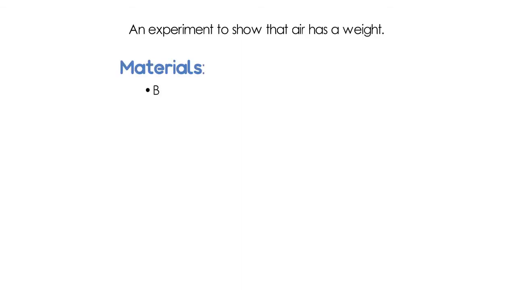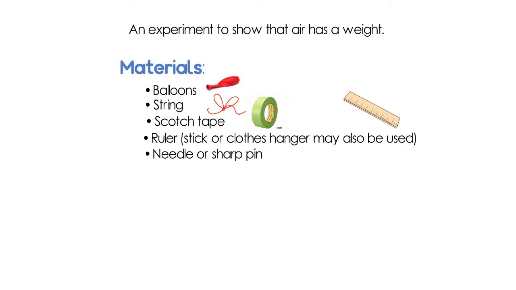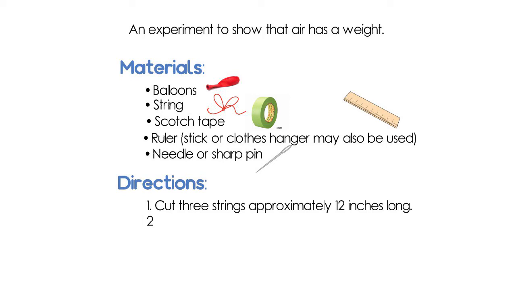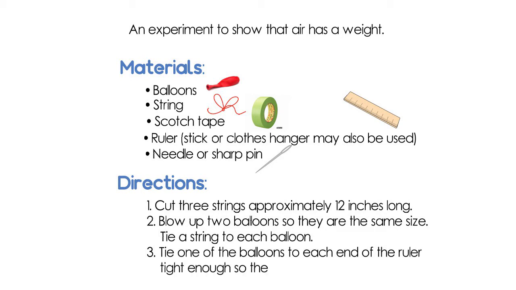An experiment to show that air has a weight. Materials: balloons, string, Scotch tape, ruler, stick or clothes hanger may also be used, needle or sharp pin. Directions: Cut 3 strings approximately 12 inches long. Blow up 2 balloons so they are the same size. Tie a string to each balloon. Tie one of the balloons to each end of the ruler tight enough so the string will not slip.